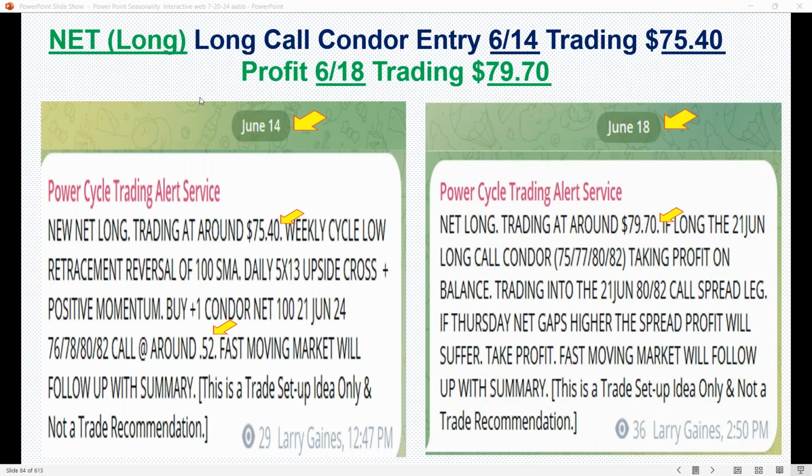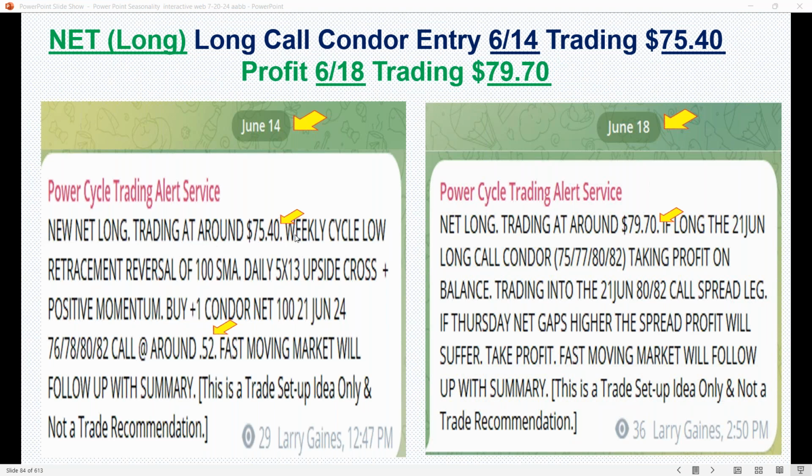And then here was one that we did on NET. This was a long call condor again. This was on the 14th of June. It was trading at 75.40. Got out on the 18th, and it was trading at 79.70. So this is one we did.